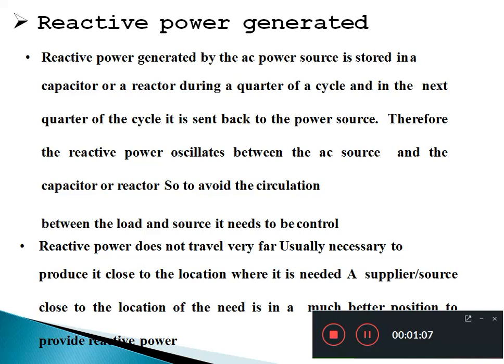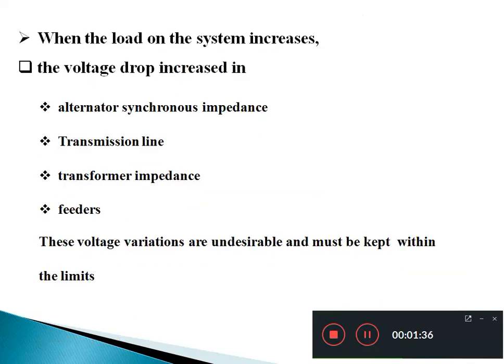If you generate more reactive power, that reactive power affects the load, that is, the disturbance or oscillation produced by the load. So between the source and the load there is an exchange of power from the source to the load and from the load to the source. Reactive power does not travel very fast to the location where it is needed. So a supply source close to the location where it is needed is better to provide the reactive power.